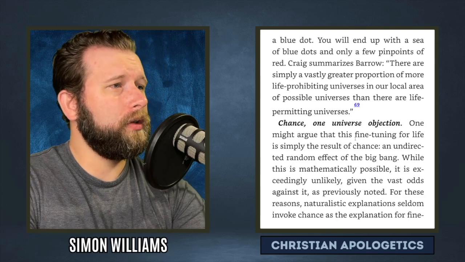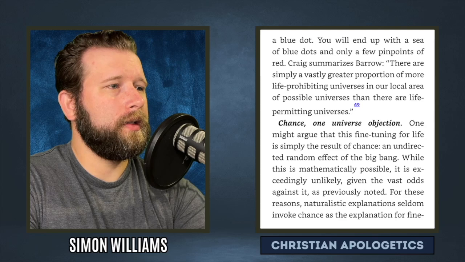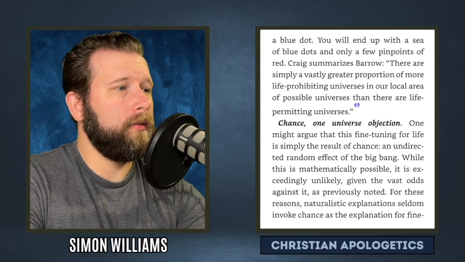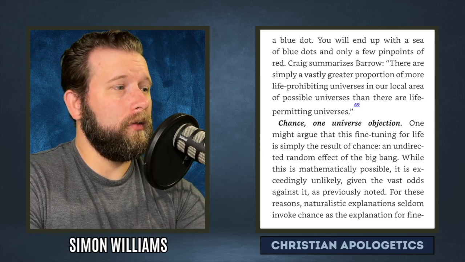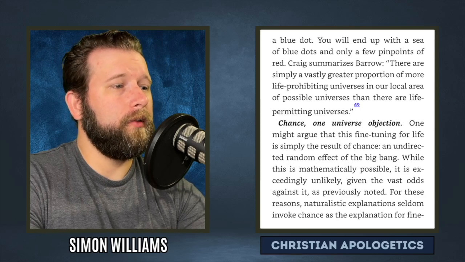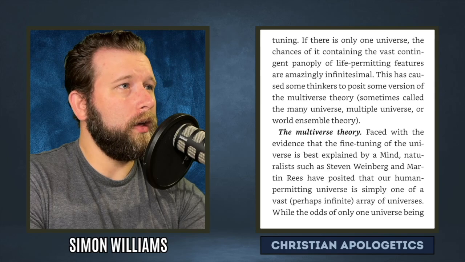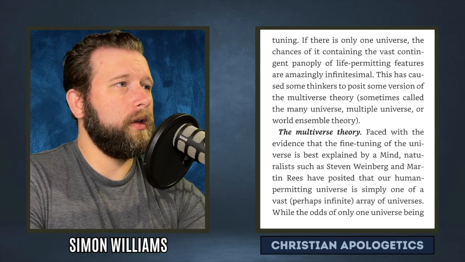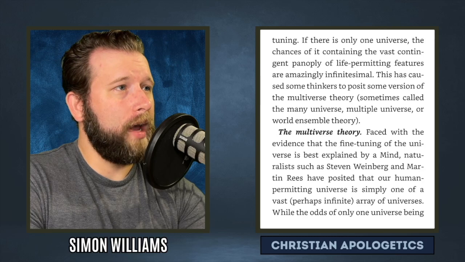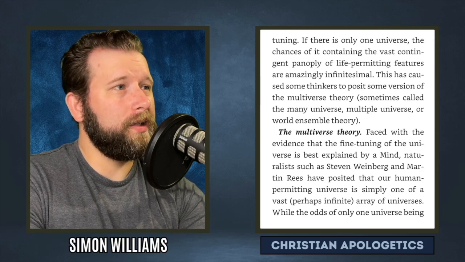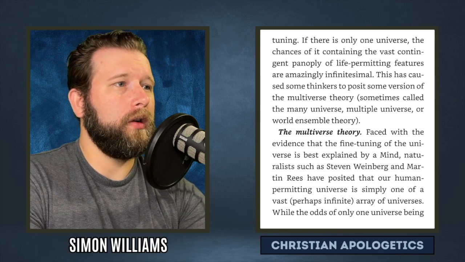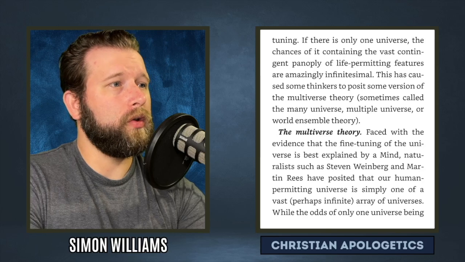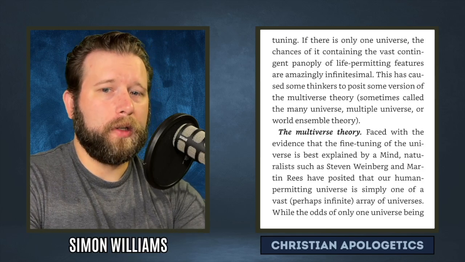Chance, one universe objection. One might argue that this fine-tuning for life is simply the result of chance, an undirected random effect of the Big Bang. While this is mathematically possible, it is exceedingly unlikely given the vast odds against it, as previously noted. For these random, naturalistic explanations seldom invoke chance as the explanation for fine-tuning. If there is only one universe, the chances of it containing the vast contingent panoply of life-permitting features are amazingly infinitesimal. This has caused some thinkers to posit some version of the multiverse theory, sometimes called the many-universe, multiple universe, or world ensemble theory. Yeah, this is good.